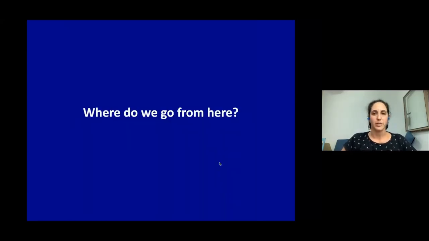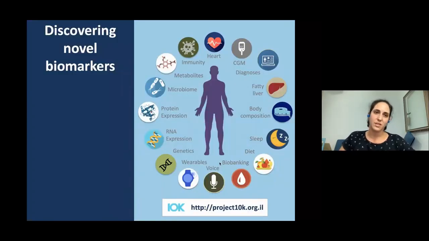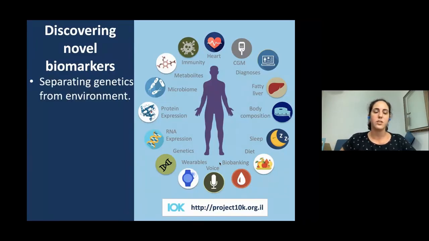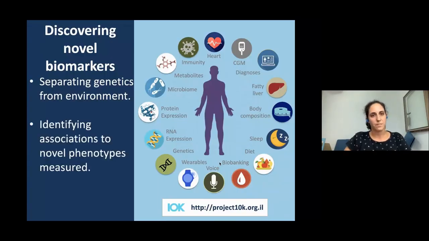So the question is, where do we go from here? Once we finish the validations, what are we going to do with them? Hopefully, we'll discover novel biomarkers. And in order to do that, we have two methodologies. The first one is to separate genetics from environment, find individuals whose genetic risk for developing a disease is extremely high or extremely low, and in reality, their risk of developing the disease using other biological markers is the opposite of their genetic risk. See how individuals defy their genetics and identify the causal reasons for that.